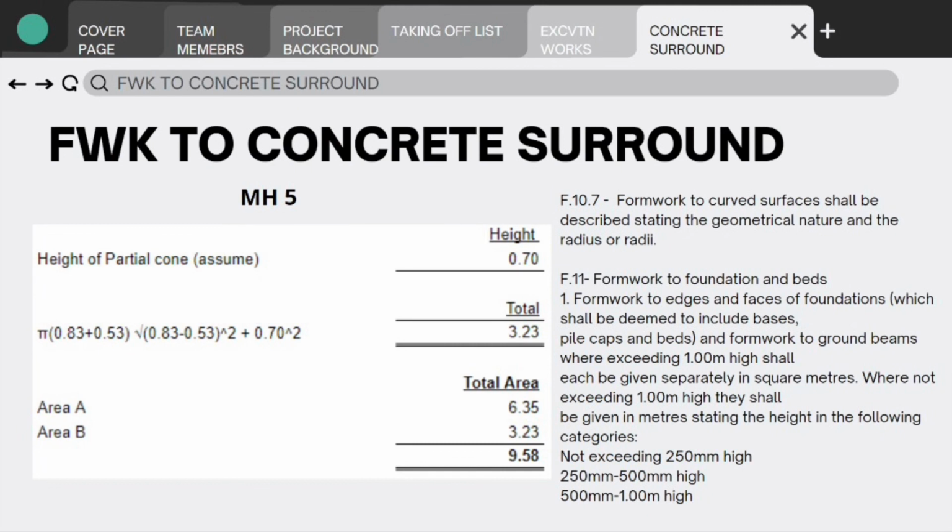Formwork to concrete surround shall be given in accordance to clause F.10.7 and F.11.1. F.10.7, formwork to curved surfaces shall be described stating the geometrical nature and the radius. F.11.1, formwork to foundation and beds, formwork to edges and faces of foundation which shall be deemed to include bases, pickup and bed, and formwork to ground beam where exceeding 1 meter high shall be given separately in square meter, where not exceeding 1 meter high shall be given in meters, stating the height in following categories: not exceeding 250 mm high, exceeding 250 but not exceeding 500 mm high, exceeding 500 mm high but not exceeding 1 meter high.